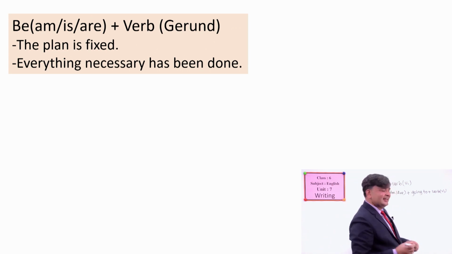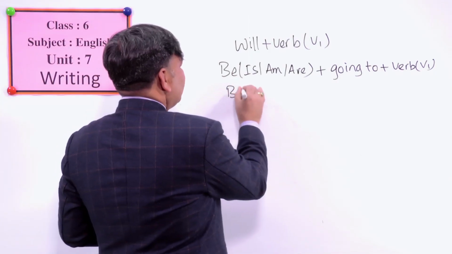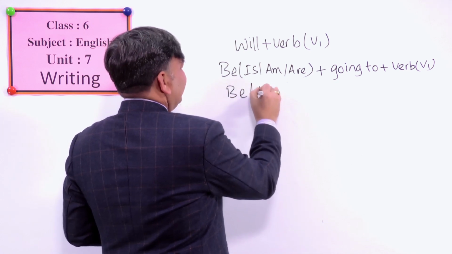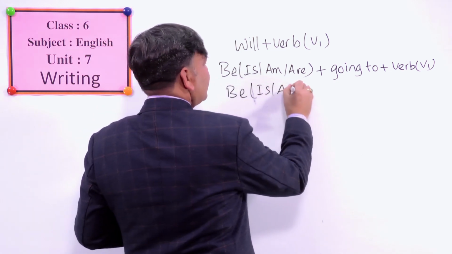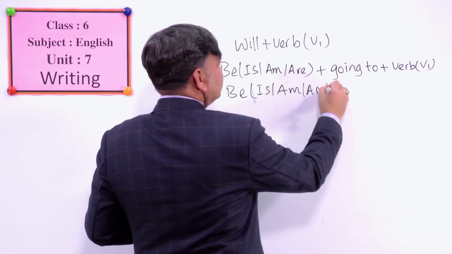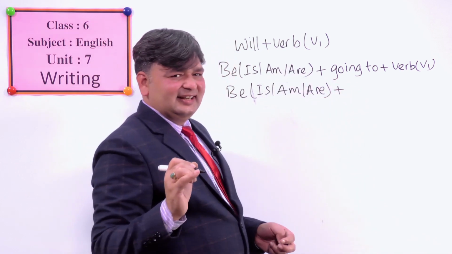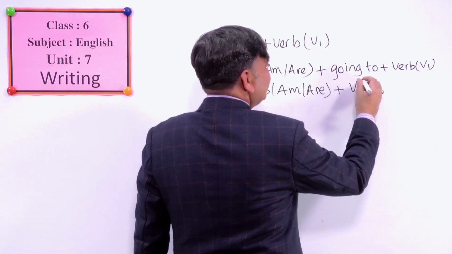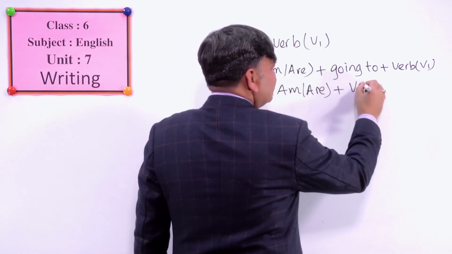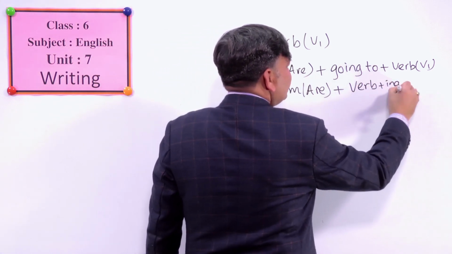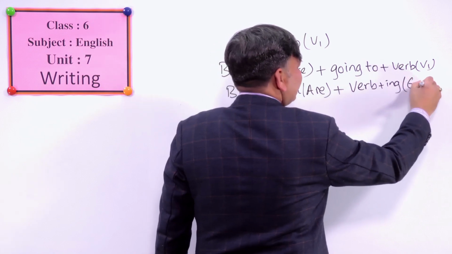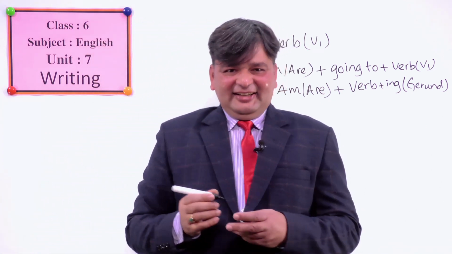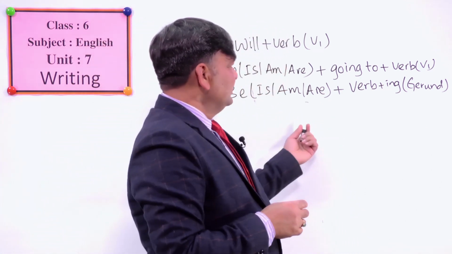This one is, okay, you can see be with, be means, good, is or am or are, and with, good, you use verb and ing. What do we call this? Yeah, verb plus ing. What do we call it? Gerund. Okay, last time we discussed about it, right? Good, you remembered well.